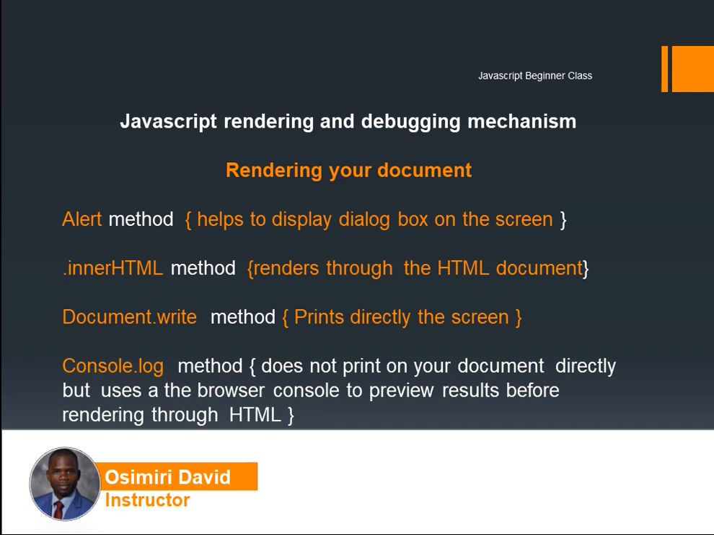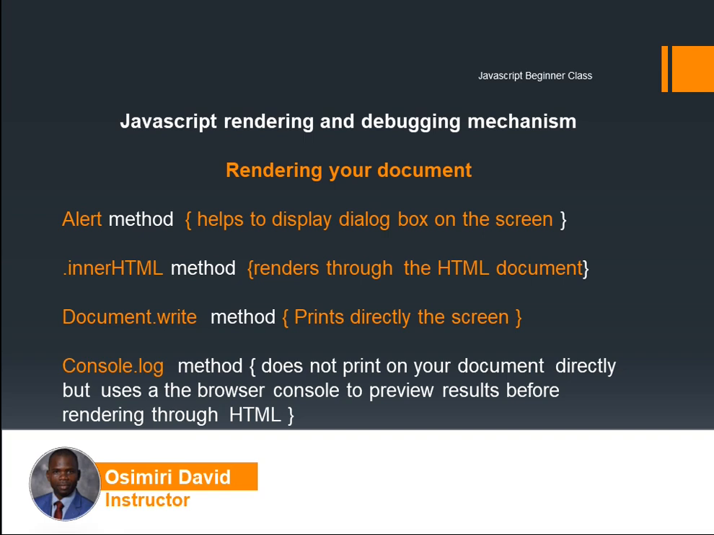Then the .innerHTML method is another way to render, which means you send the modified content back to HTML, and HTML displays it on the screen. And then document.write is just a direct print on the screen using JavaScript. It's just a method with a double bracket. You just type what you want to display on the screen, and that's it. I don't recommend this if you want to create an app and display content on your screen for users to view.